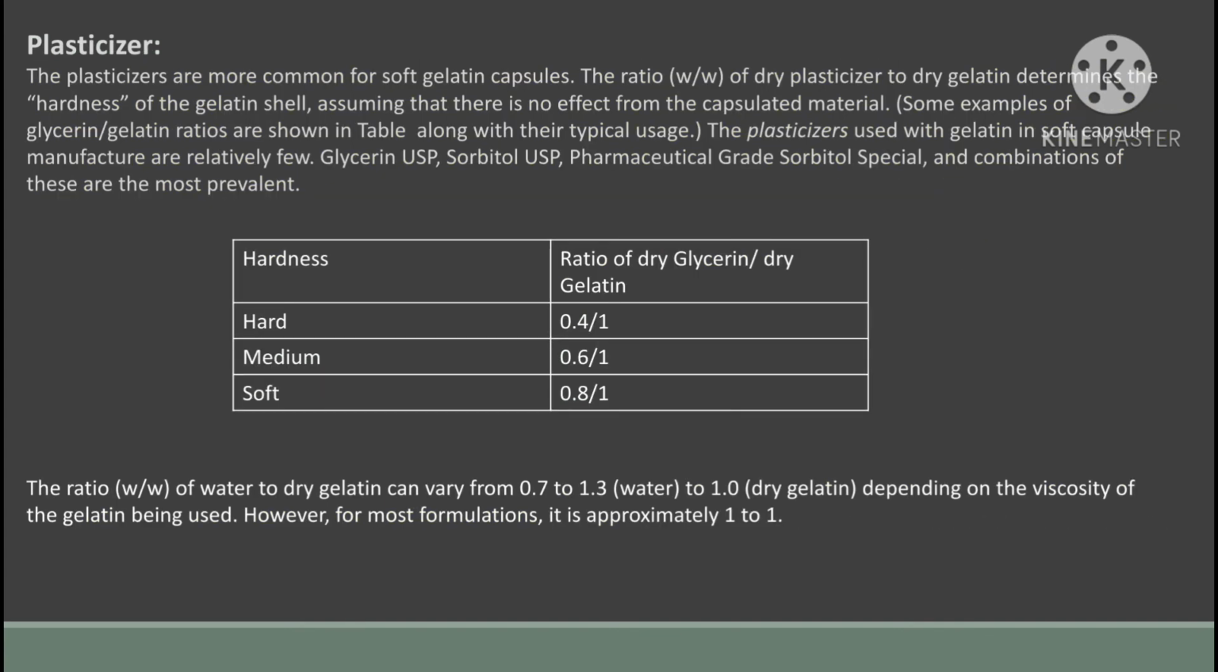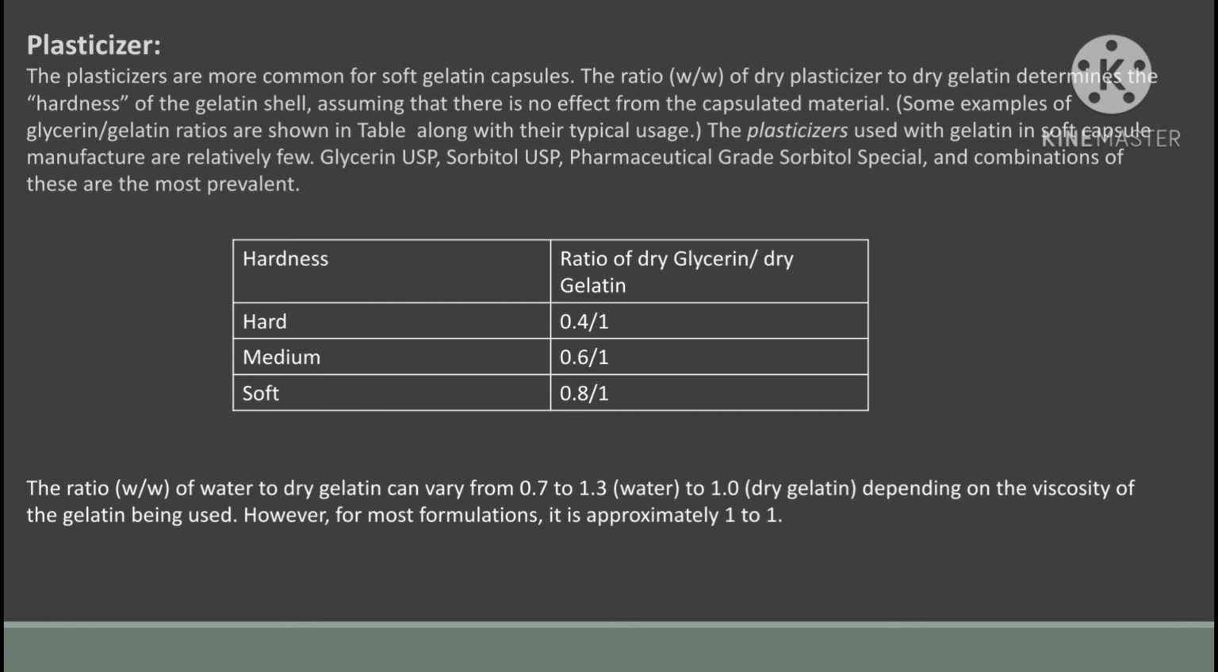Plasticizers are most common for soft gelatin capsules. The ratio of dry plasticizer to dry gelatin determines the hardness of the gelatin shell, assuming that there is no effect from the encapsulated material. The plasticizers used with gelatin in soft capsule manufacture are relatively few. So let's see the hardness of hard, medium and soft, and the ratio of dry glycerine to dry gelatin for hard, medium and soft capsules.